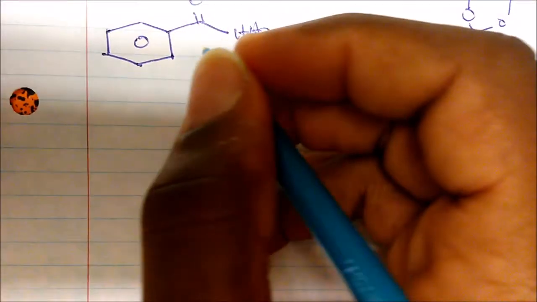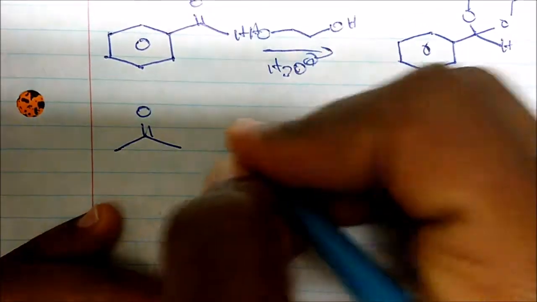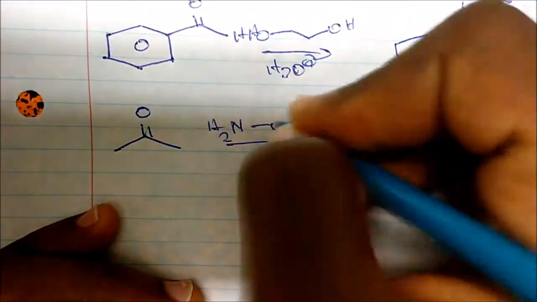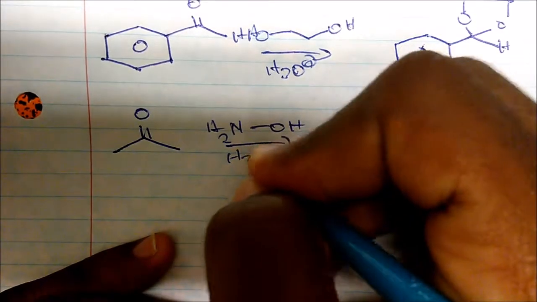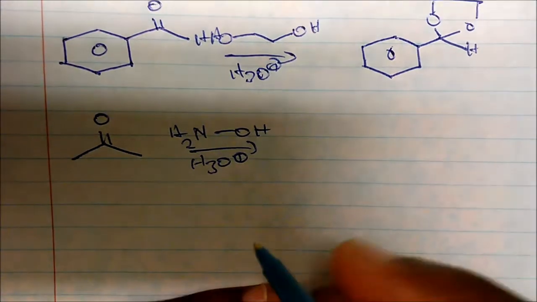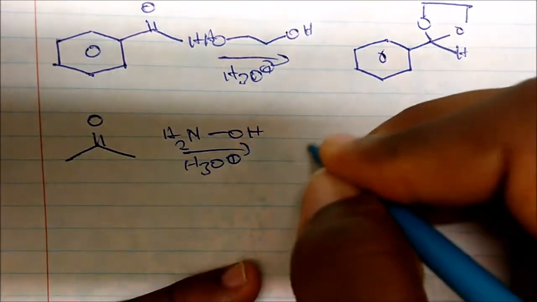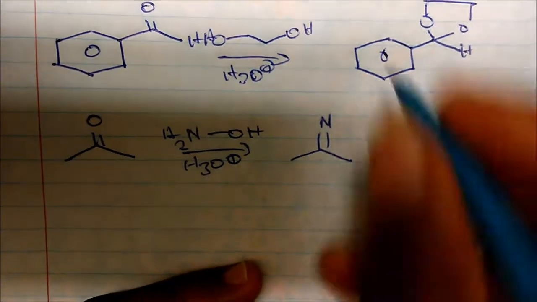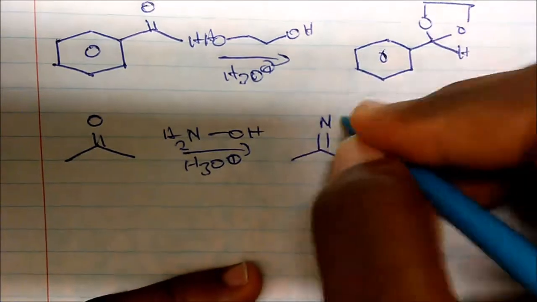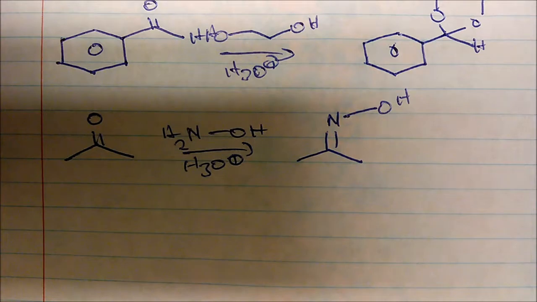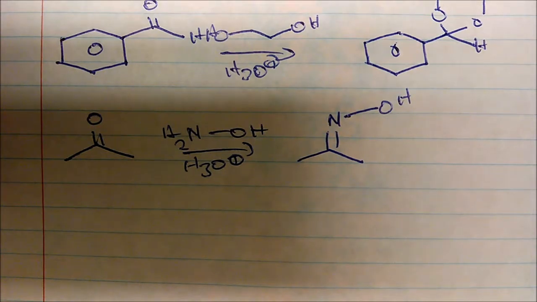Now, remember we talked about oxime chemistry. If I take acetone and add hydroxylamine and acid, what's going to be the product? Again, nitrogen is always a better nucleophile than oxygen, so my nitrogen replaces my oxygen, I simply lose two hydrogens, and I get my oxygen back on the nitrogen. Hopefully you guys are really seeing the pattern with these.